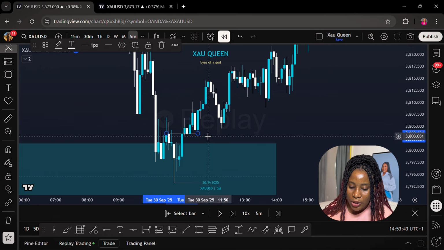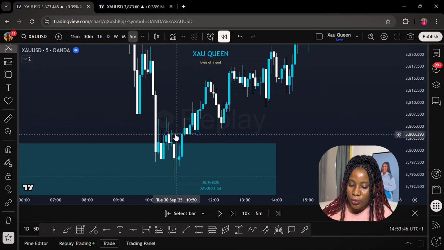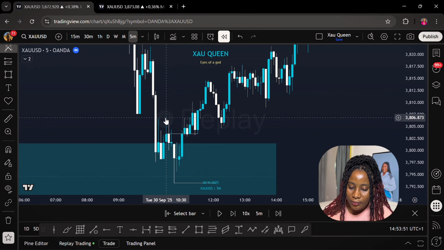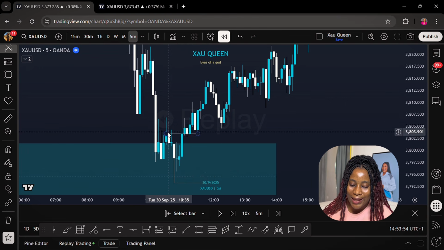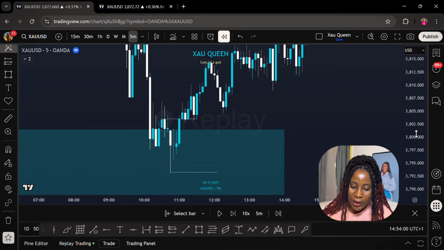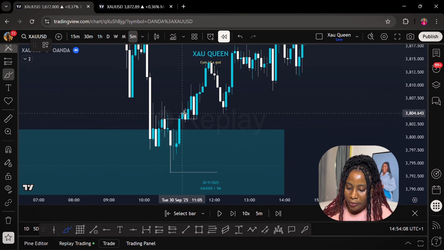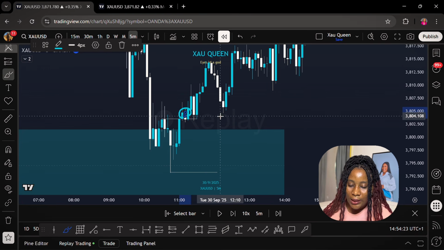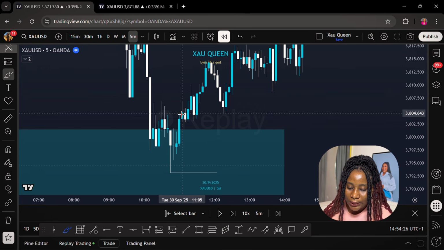Now this is what a change in state of delivery is. It's almost similar to market structure shift, but change in state of delivery uses the body instead of using the wick of the last candle here. This is the highest candle that gave this low. So instead of using the wick, we used the body. So here you can see that this particular candle, let me use my brush, the body closed above this area.